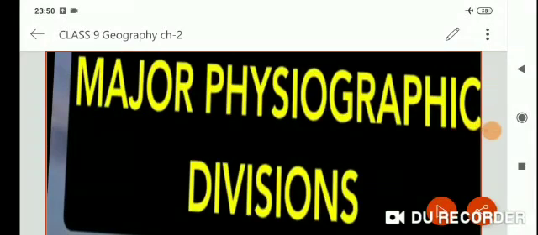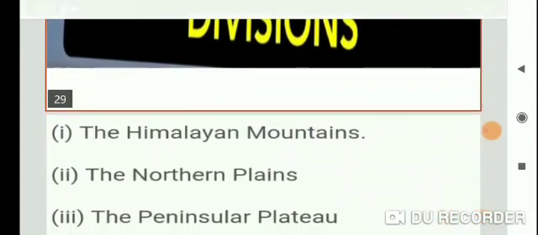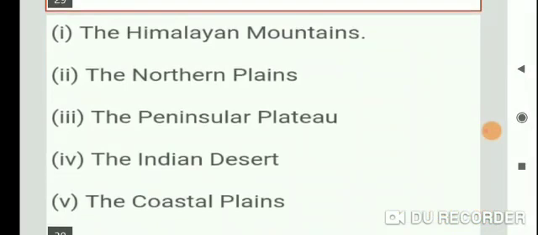Today we are going to discuss Chapter 2, Physical Features of India. This is lecture number 3, which covers the major physiographic divisions. Now let's start. First of all, the physical features of India can be grouped under the following physiographic divisions: first, the Himalayan mountains; second, the Northern Plain; third, the Peninsular Plateau; fourth, the Indian Desert; fifth, the Coastal Plain; and last, sixth, the Islands.